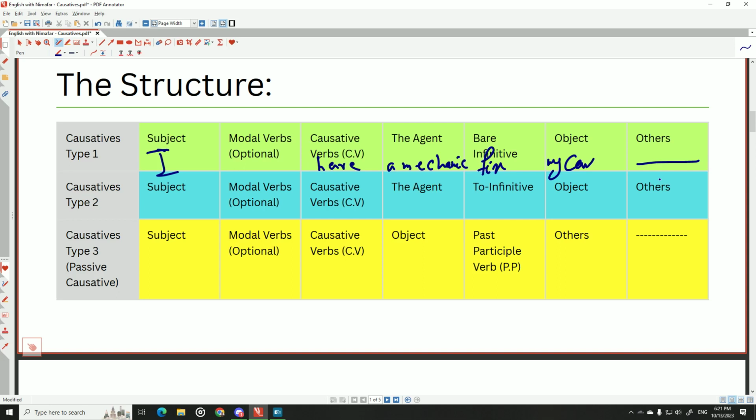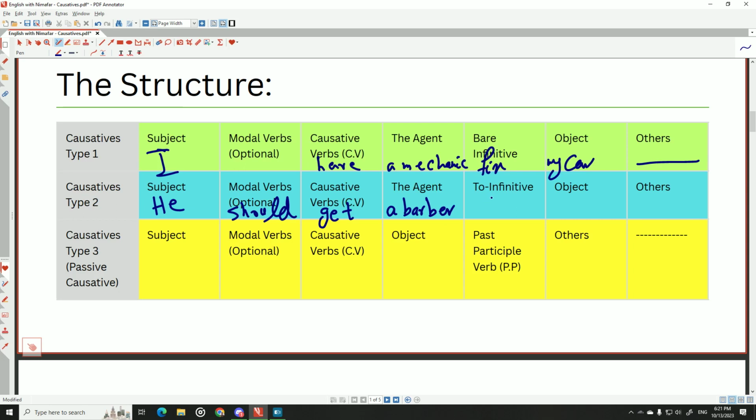Very good. Type 2, again, we have subject. For now, let's say he. Modal verbs, here we should say, for example, should. Causative verb, and for this one, let's say we use get. We will talk about it, okay? I just want to tell you the structure. The agent, he should get, for example, a barber. He has long hair, a barber.